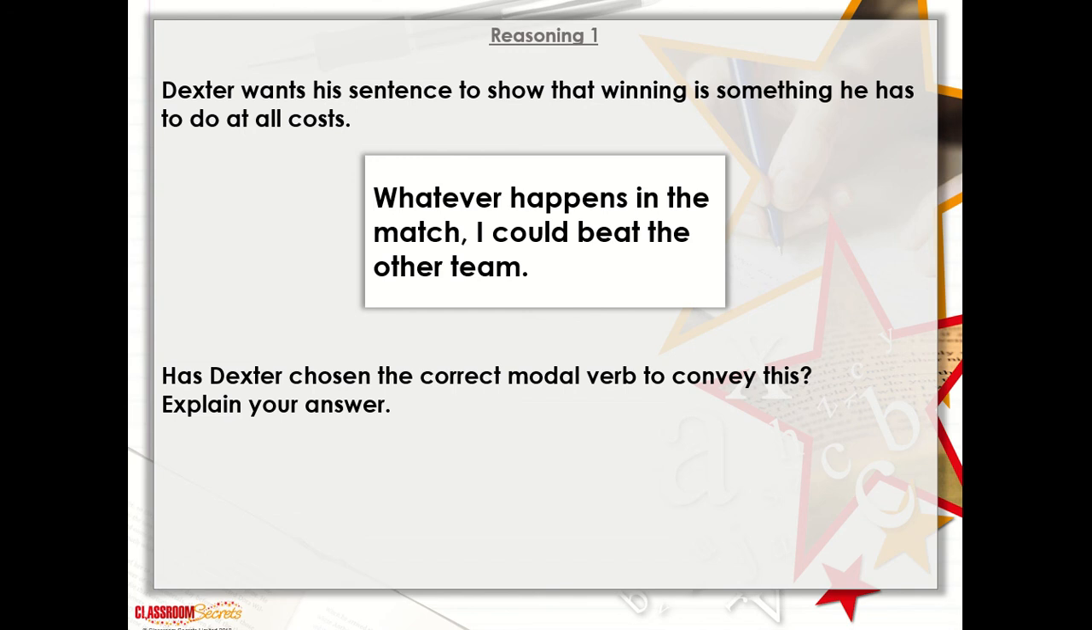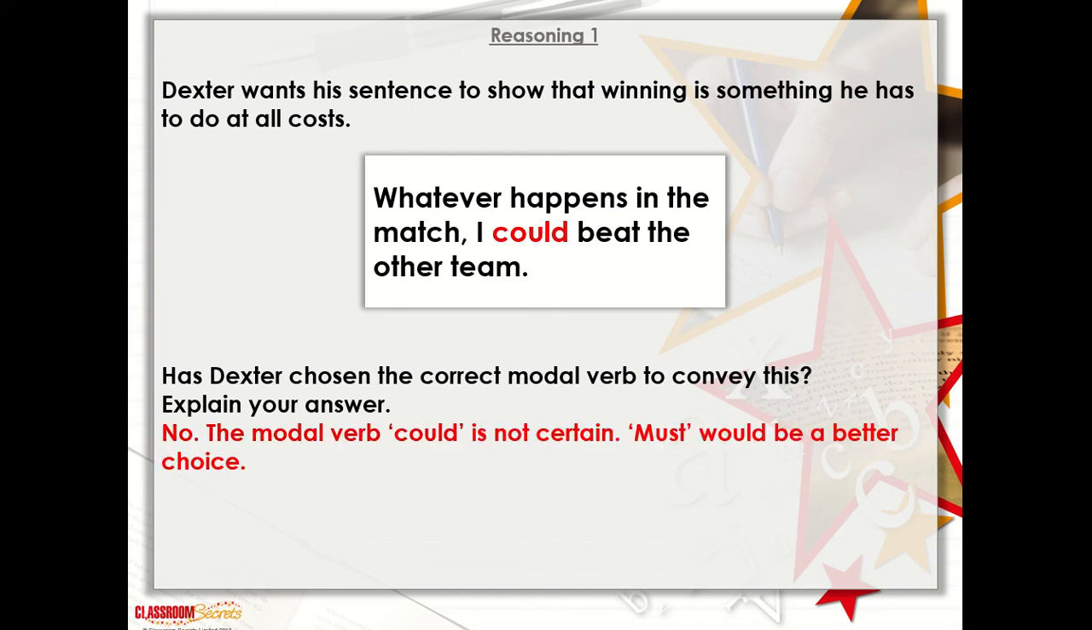So the answer is no, he hasn't chosen the correct modal verb, but I must explain my answer. This is where you need to write down why he is incorrect, and we do that by saying what he should have done. No, the modal verb could is not certain. And then you would suggest a better one: "Whatever happens in the match, I must beat the other team." So you would write down what you think is the correct one. That is your explanation. That's what I want to see on your reasoning paper. That's the first set of questions you'll come across. Let's have a look at the next ones.